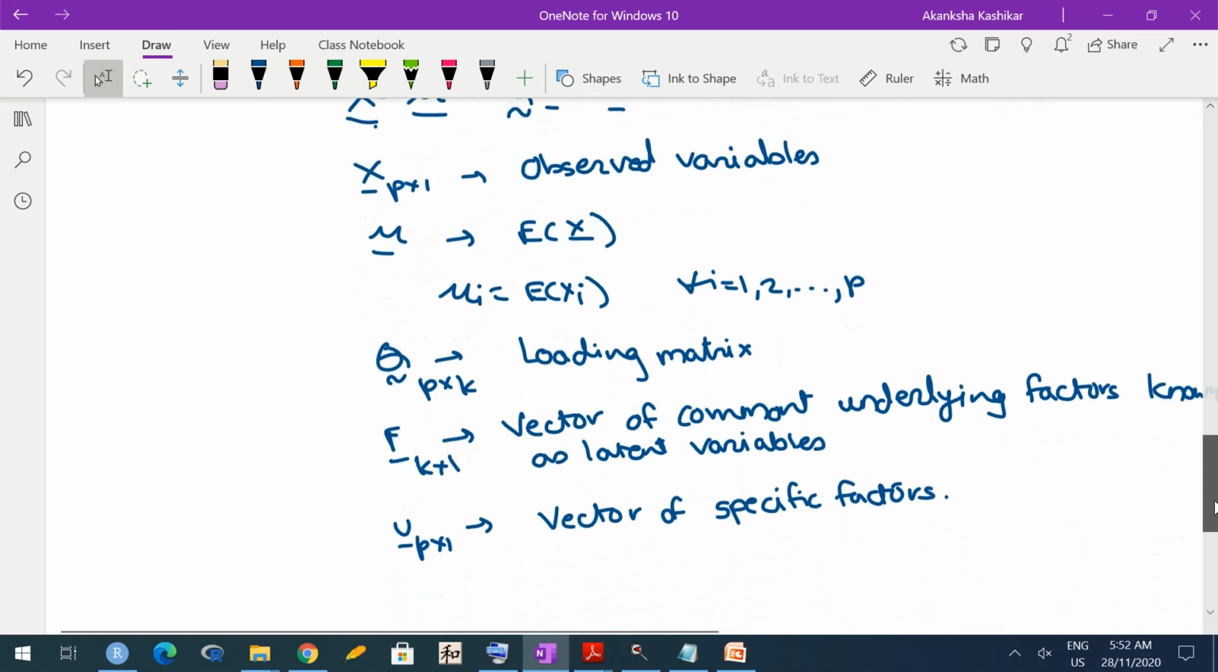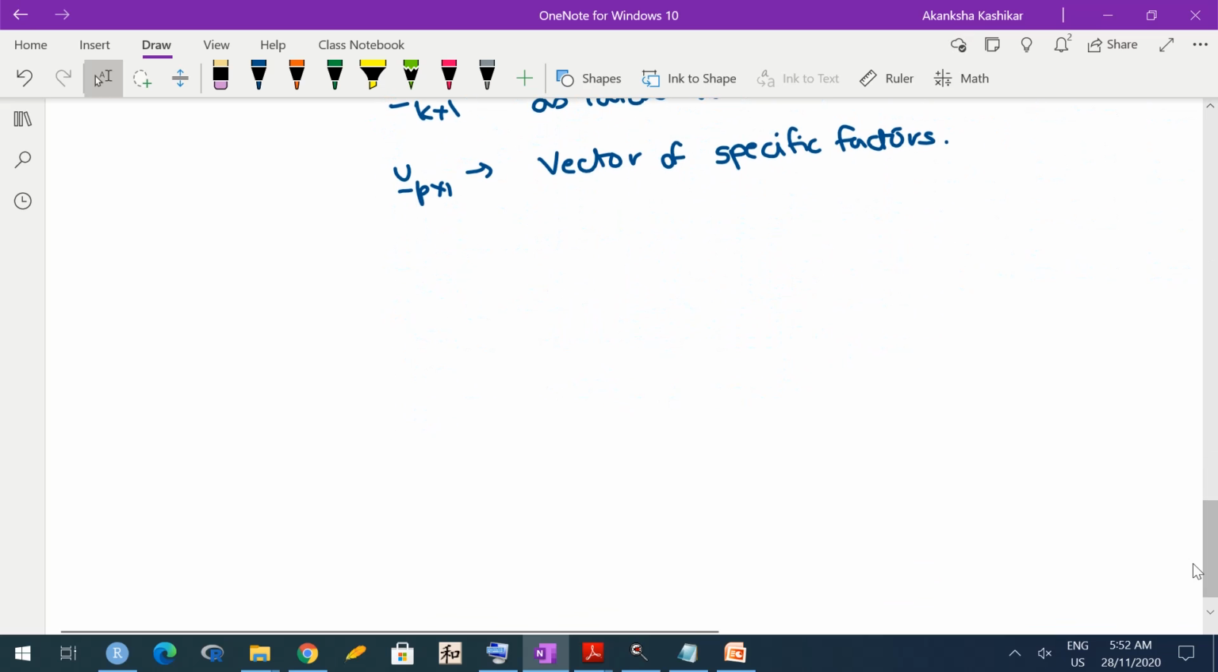Now there are some other assumptions in addition to these. So this is the form of the equation, and we assume that all the factors are centered. Centered means their mean is 0.